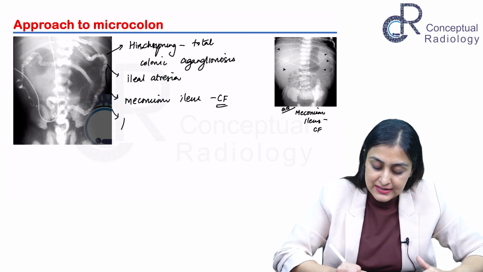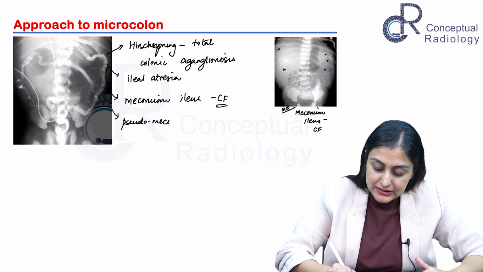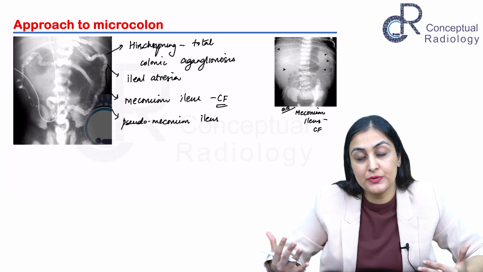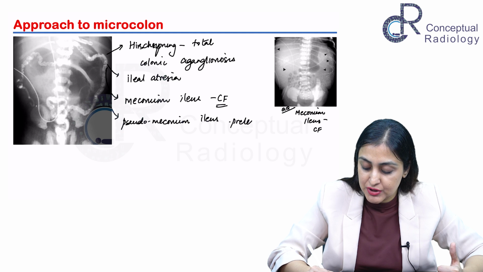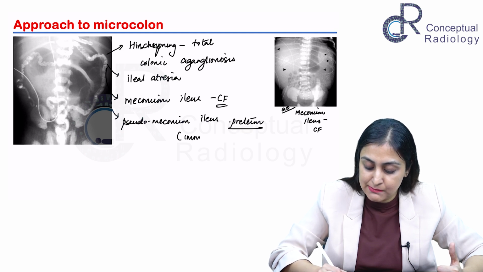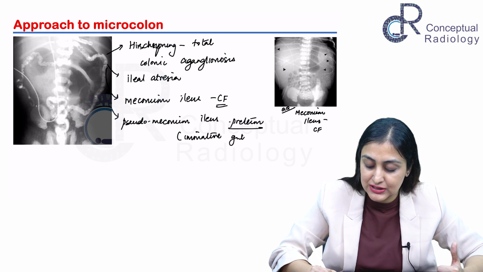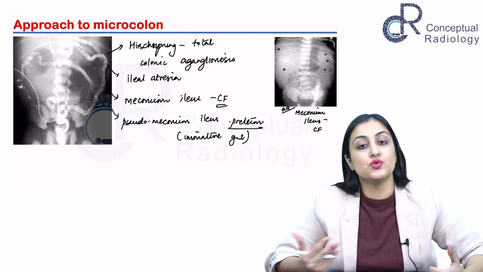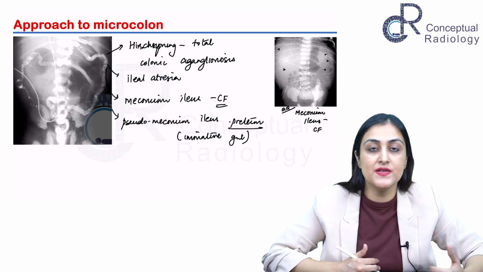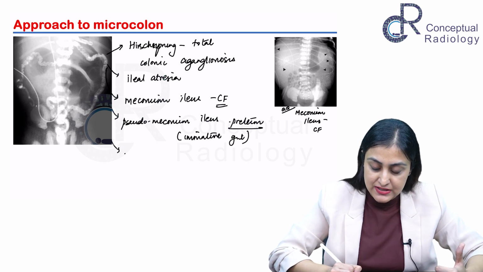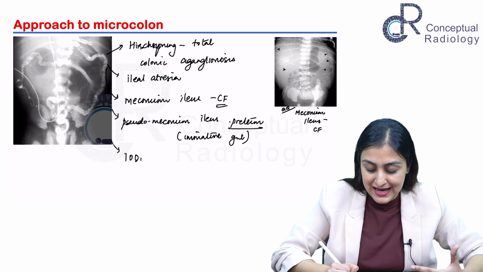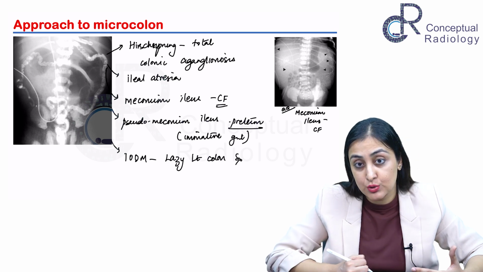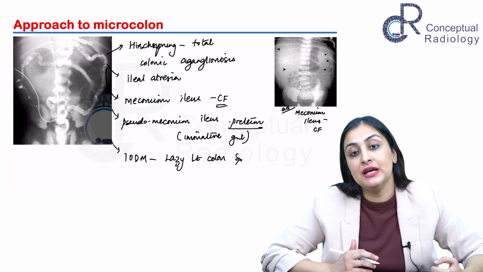Also, you want to remember that there is an entity known as pseudomeconium ileus. Meconium ileus is something which we will see in normal term newborns. If you see this sort of appearance in a preterm, this is actually because of the immature gut and not really because of meconium. So this condition in preterm is known as pseudomeconium ileus, which frequently resolves on its own. You can also have something associated with infants of diabetic mothers, which we call lazy left colon syndrome or small left colon syndrome, wherein again you have a motility issue.